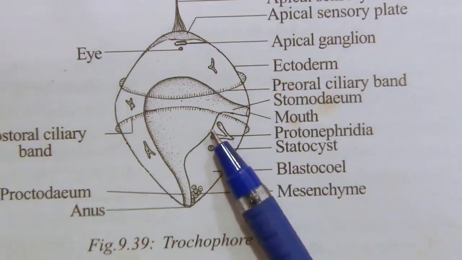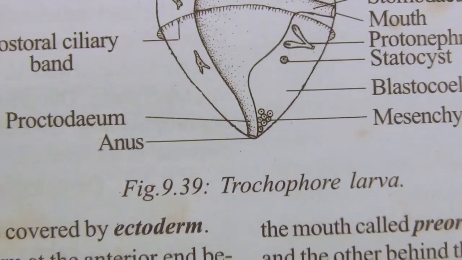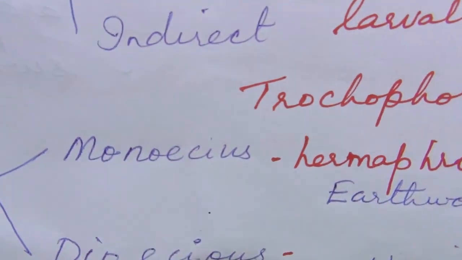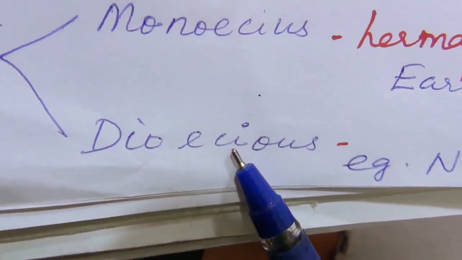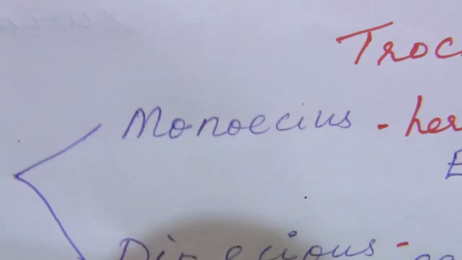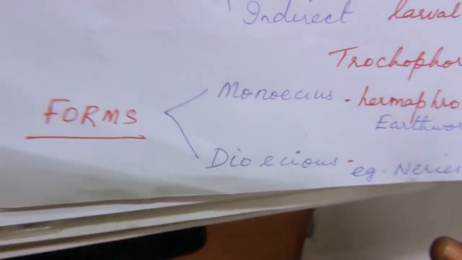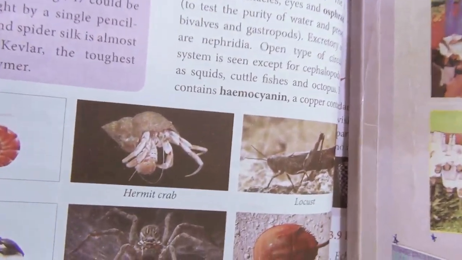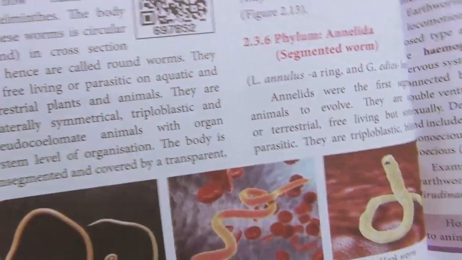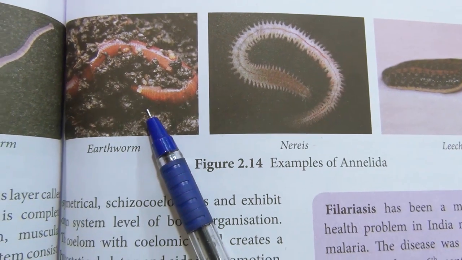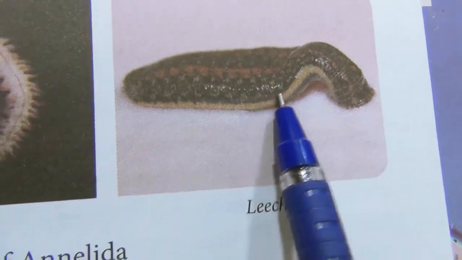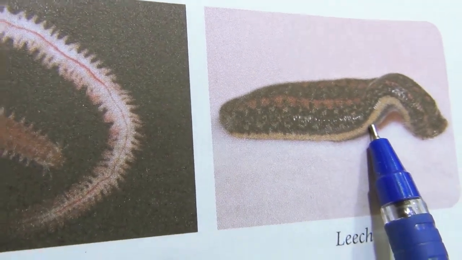And for forms of life, we can take earthworm. Earthworm is monoecious. Monoecious means hermaphrodite. And dioecious is a different form, male and female separately, and that is the nearest example we can see. So these are the general characters of Annelida. You can see a few examples: earthworm, Nereis, which we have just seen, with parapodia. And this is leech. Last year itself we learnt about this. So these are the examples of Annelida.